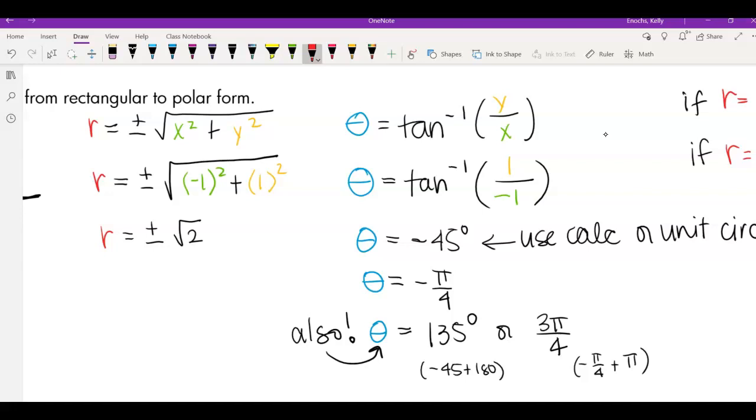If you do that in radians, you take negative pi over 4 and add pi to it, and you get positive 3 pi over 4. So the 2 angle measures I have to pick from are negative 45, negative pi over 4, or 135, 3 pi over 4. So depending on which direction I'm going, I might have to rotate a different amount.